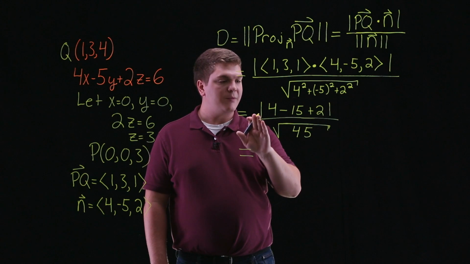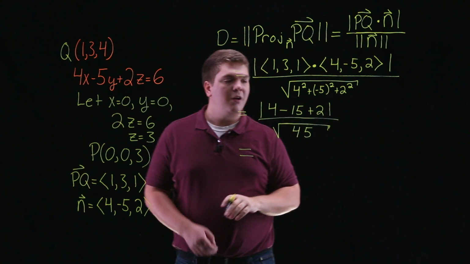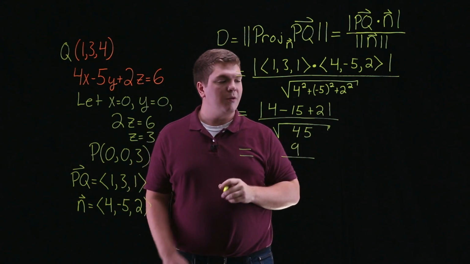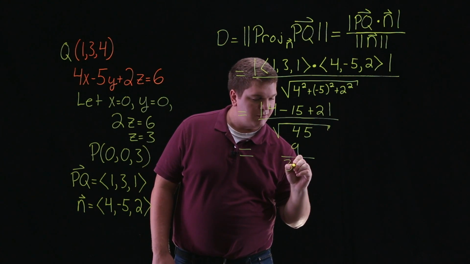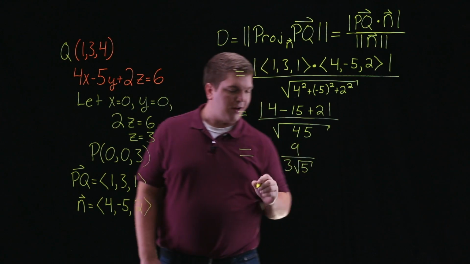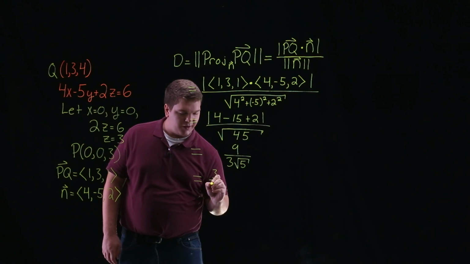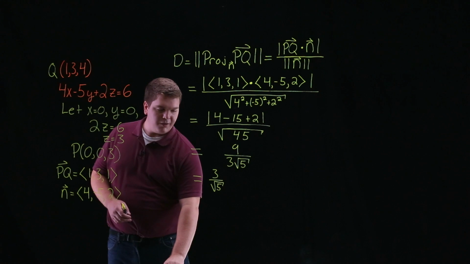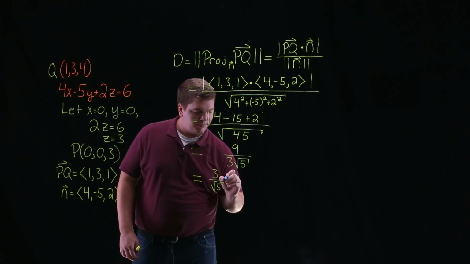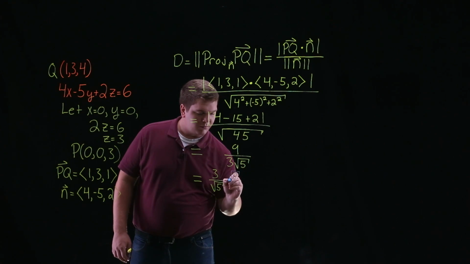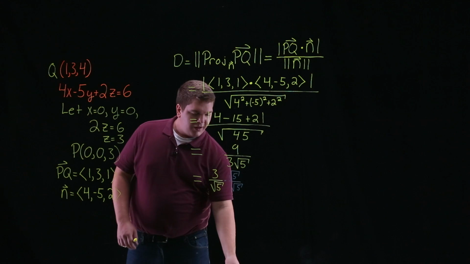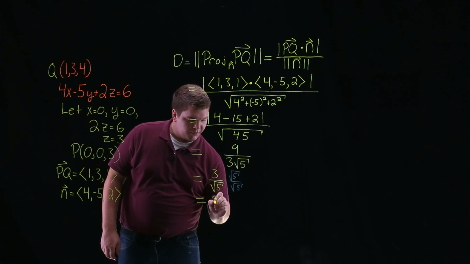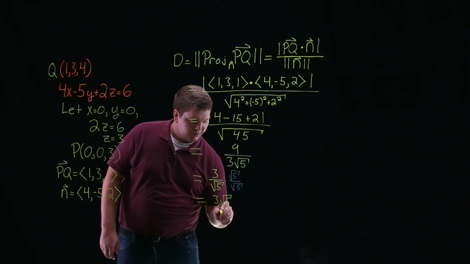So in the numerator, we have the absolute value of 4 minus 15 plus 2, which is the absolute value of negative 9, which is 9. In the denominator, the square root of 45 simplifies to 3 times the square root of 5, so we have 9 over 3 root 5, which is 3 divided by the square root of 5. At this stage, we can rationalize the denominator by multiplying both the numerator and denominator by the square root of 5. This leaves us with the distance between our point and the plane equal to 3 times the square root of 5 divided by 5.